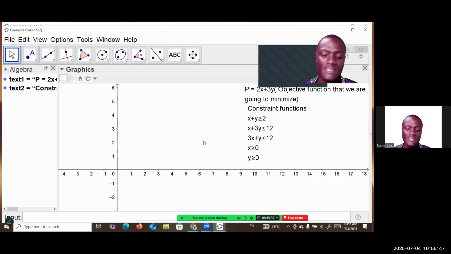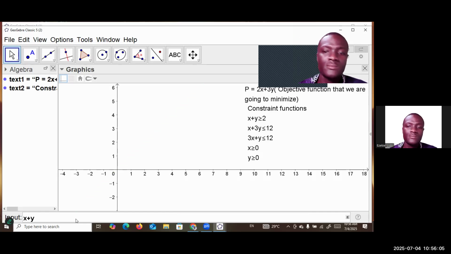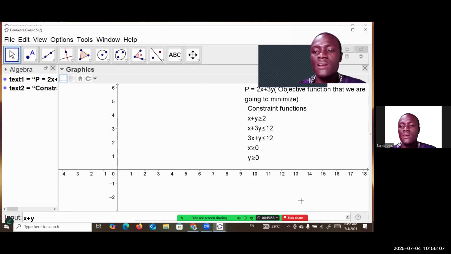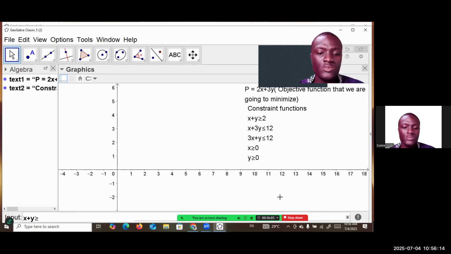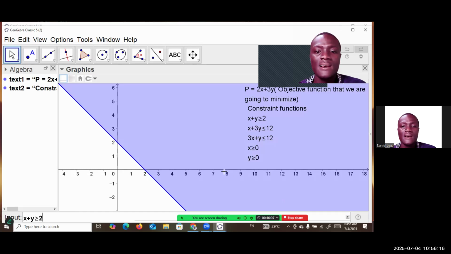Good. So the first thing we have to do is to grab the constraint functions. To do that, just come to the input bar, then type the constraint function, which is the first one. We are going to do it for all of them. So x plus y greater or equal to 2. You can see that it is being drawn there.